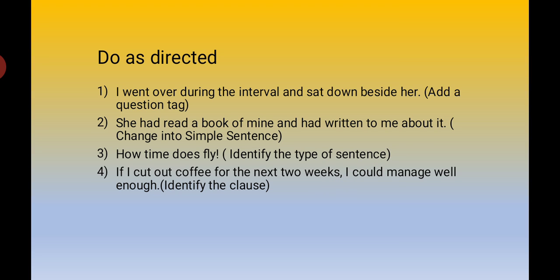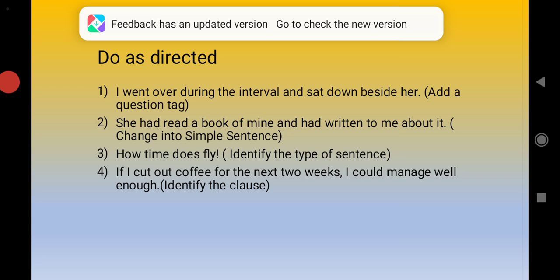Now, I ask you some grammar questions. First question. Just look at your textbook. I went over during the interval and sat down beside her. Add a question tag. I went over. In order to find out question tags, you require a subject and verb. And you should remember the tense of the sentence. I went over. Only this much you can see and tell. What is the question tag? Didn't I? Very good.